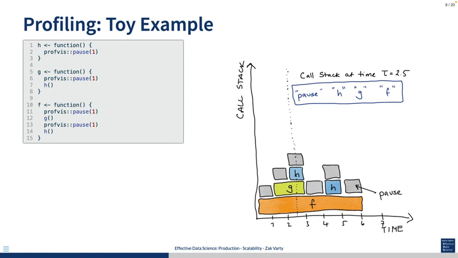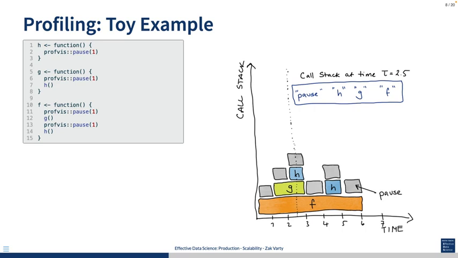After that brief pause, the function h gets called from within the function g, and then within the function h, the pause function is called again. So here we have four functions in the call stack at time 2.5, for example. At the top of the stack, we've got pause, then h, then g, then f.